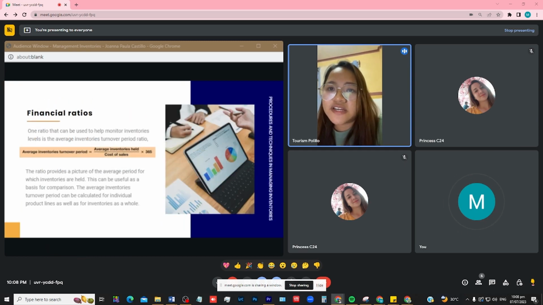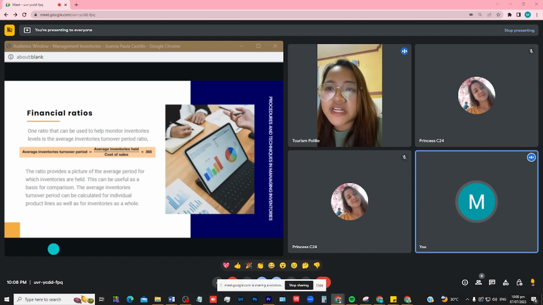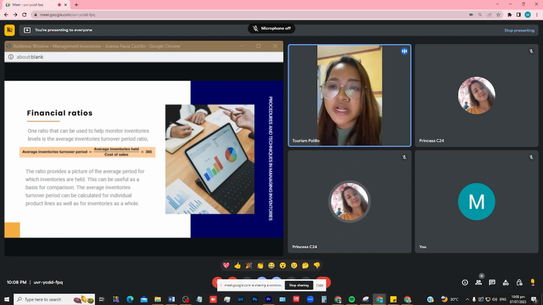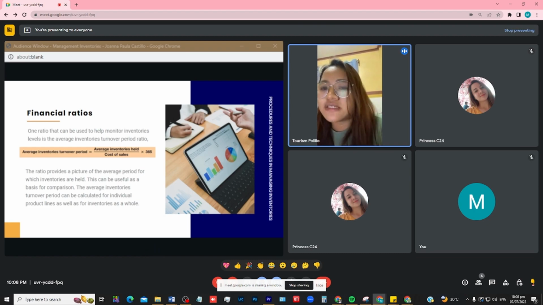Next is the financial ratios. One ratio that can be used to help monitor inventories levels is the average inventories turnover period ratio. The sample equation here in our reference is: average inventories turnover period equals the average inventories held over cost of sales, multiplied by the number of days in a year. The ratio provides a picture of the average period for which inventories are held.